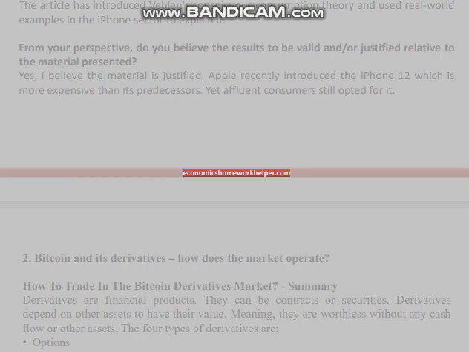EconomicsHomeworkHelper.com. 2. Bitcoin and its derivatives. How does the market operate? How to trade in the Bitcoin derivatives market.